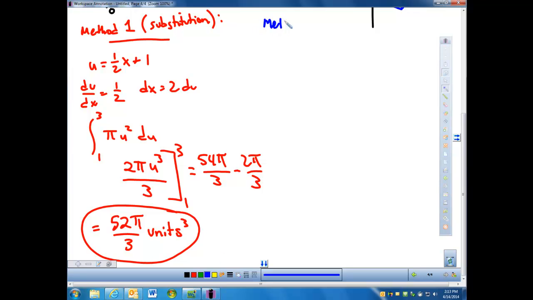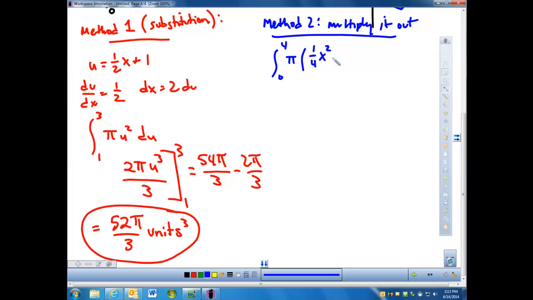Second method would be to just multiply it out, not to do a substitution. Sometimes it's not hard to do that if the thing that you're squaring in parentheses is not overly complicated. This one's not bad. You do have a fraction there you got to square, but that's what you would have if you squared that, and then you would want to distribute your pi through each of those terms. And then you could go ahead and integrate that.